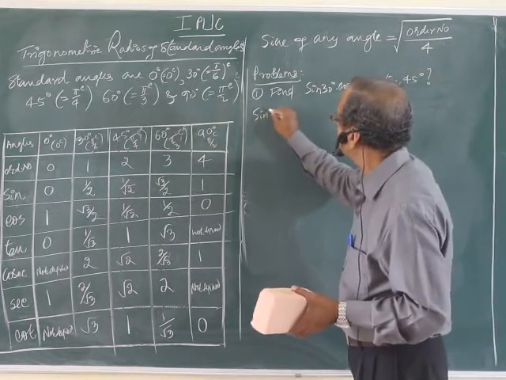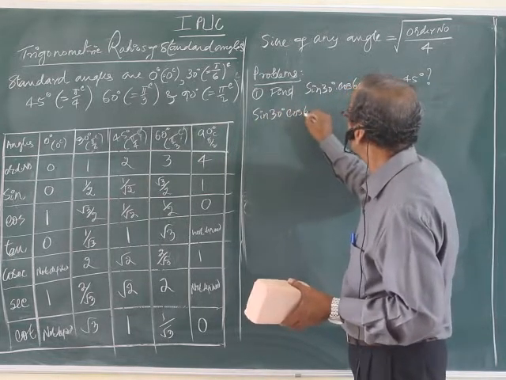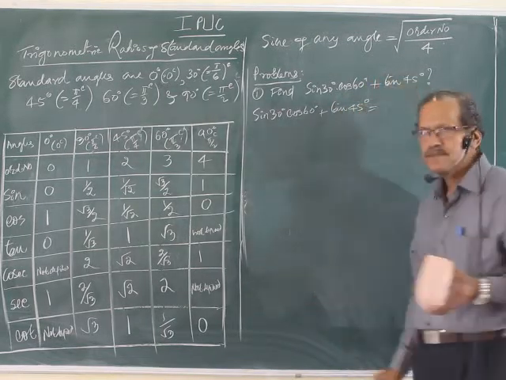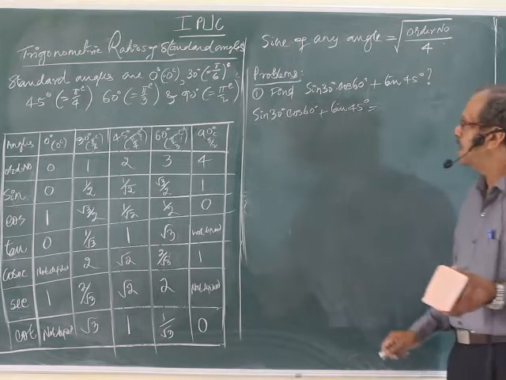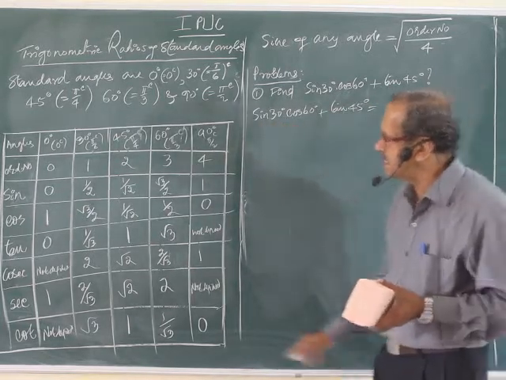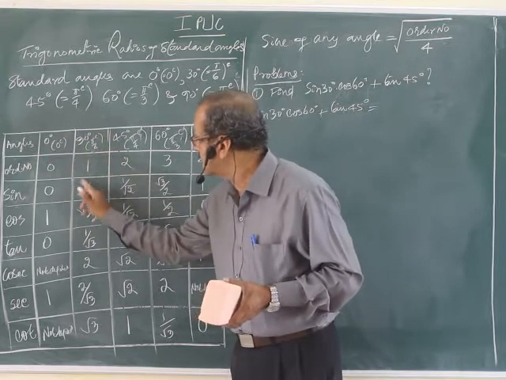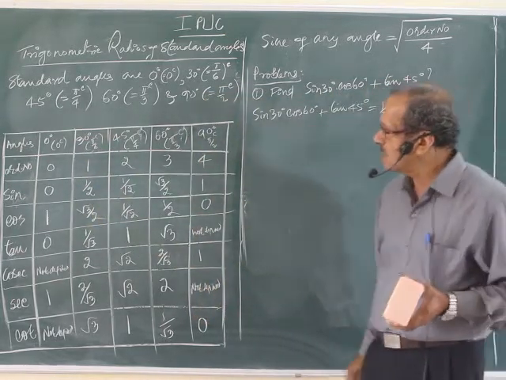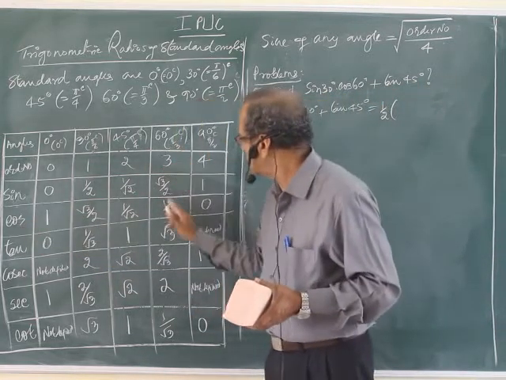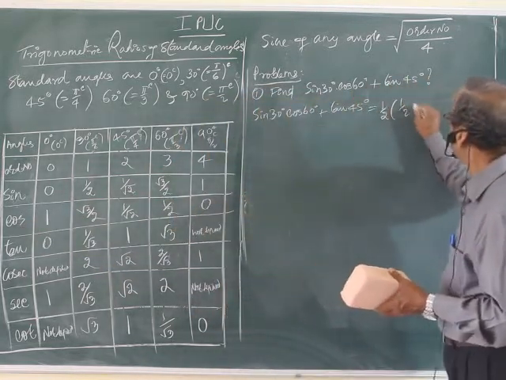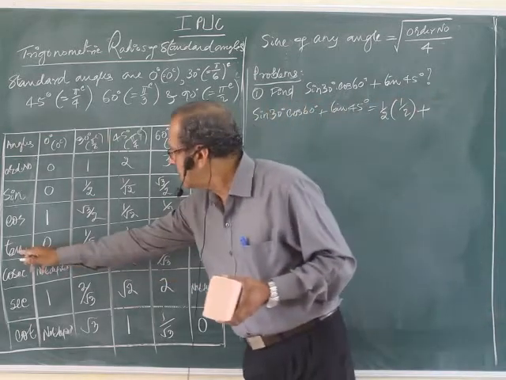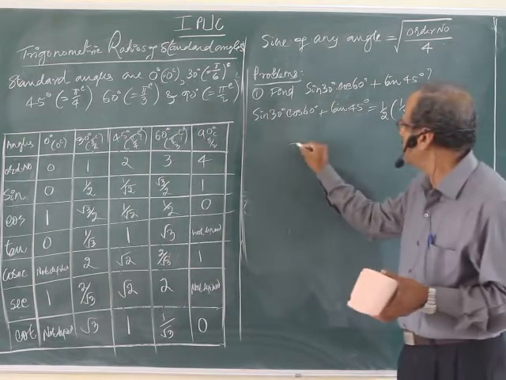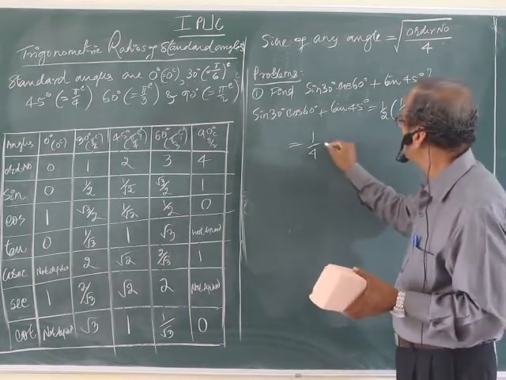Sin 30, cos 60, tan 45 equal to, just see the values from the chart. Sin 30 is 1 by 2 into cos 60, 1 by 2, plus tan 45, 1. 1 by 2 into 1 by 2 is 1 by 4, plus 1.